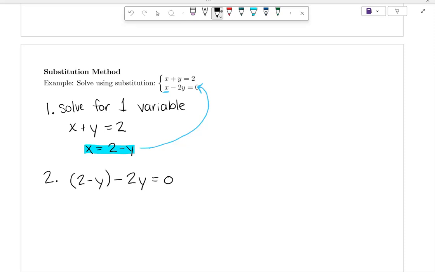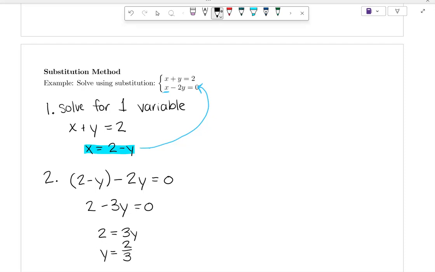Negative y minus 2y gets you? Yep. So 2 minus 3y equals 0. Then if we add the 3y over, we get 2 equals 3y. Divide, you get y equals 2/3. So there we found one variable, which is y.